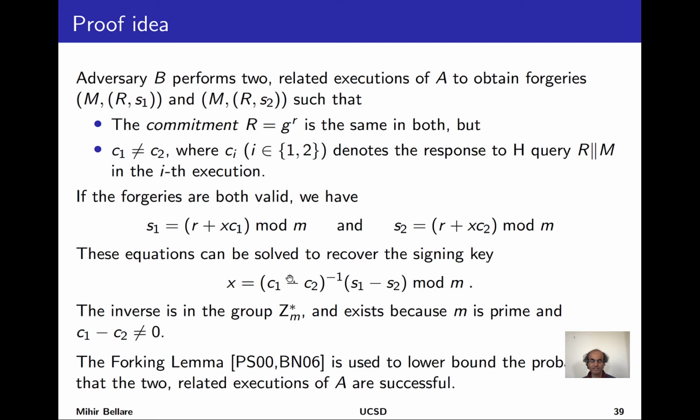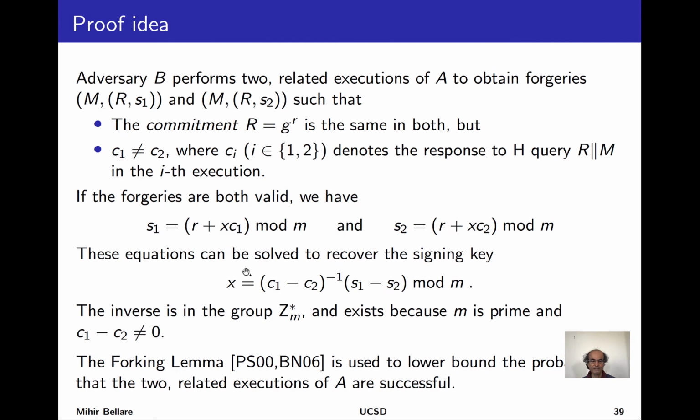We, meaning here our discrete log adversary. Now, looking more closely at the equation which solves for X, we see that it has an inverse. That inverse is in the group ZM star, so it's modulo M. And it's in order to have that inverse exist that we require two things. First, C1 different from C2, which ensures C1 minus C2 is non-zero. And second, that the group order was a prime, so that every non-zero point in the range up to M minus 1 has such an inverse.